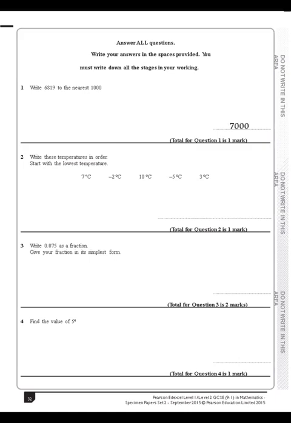Write 6,819 to the nearest thousand. So 8 determines whether we need to round up or round down. Because it is greater than 5, it means we round up to 7,000.